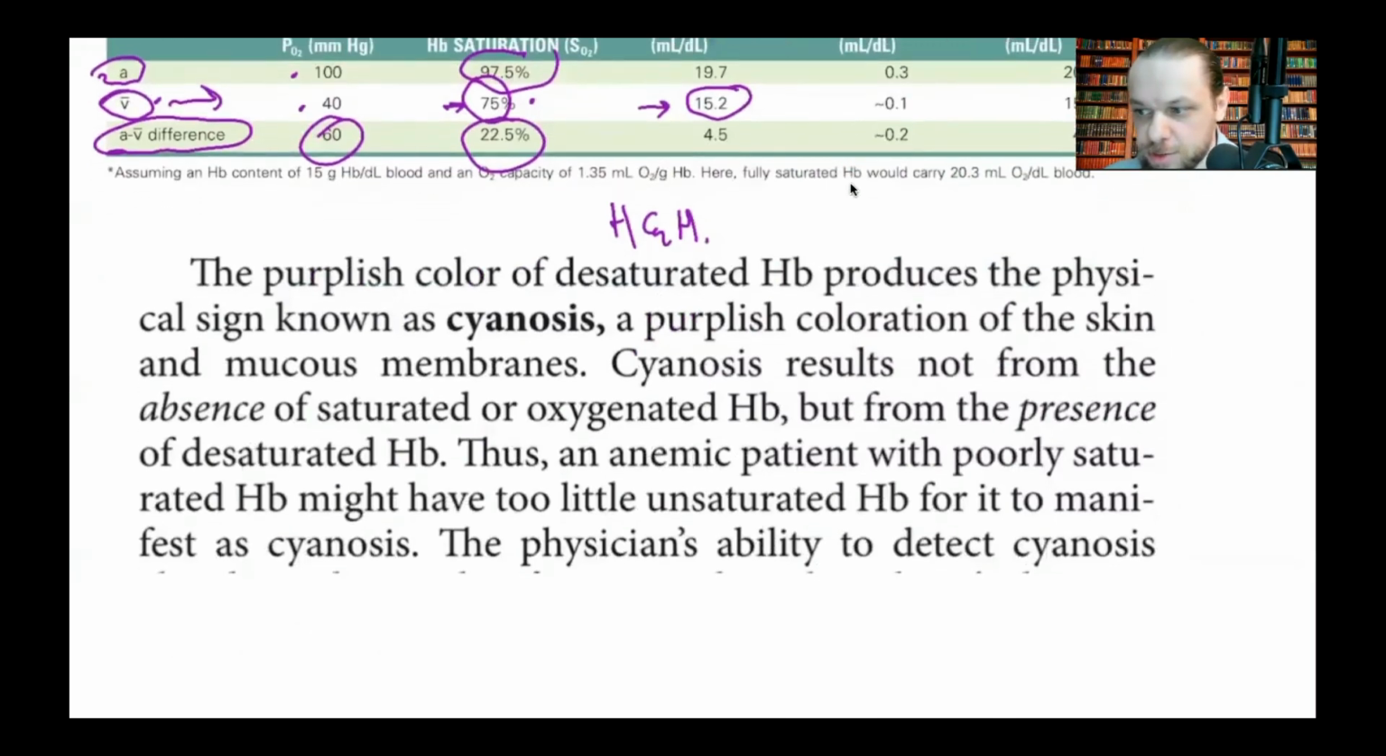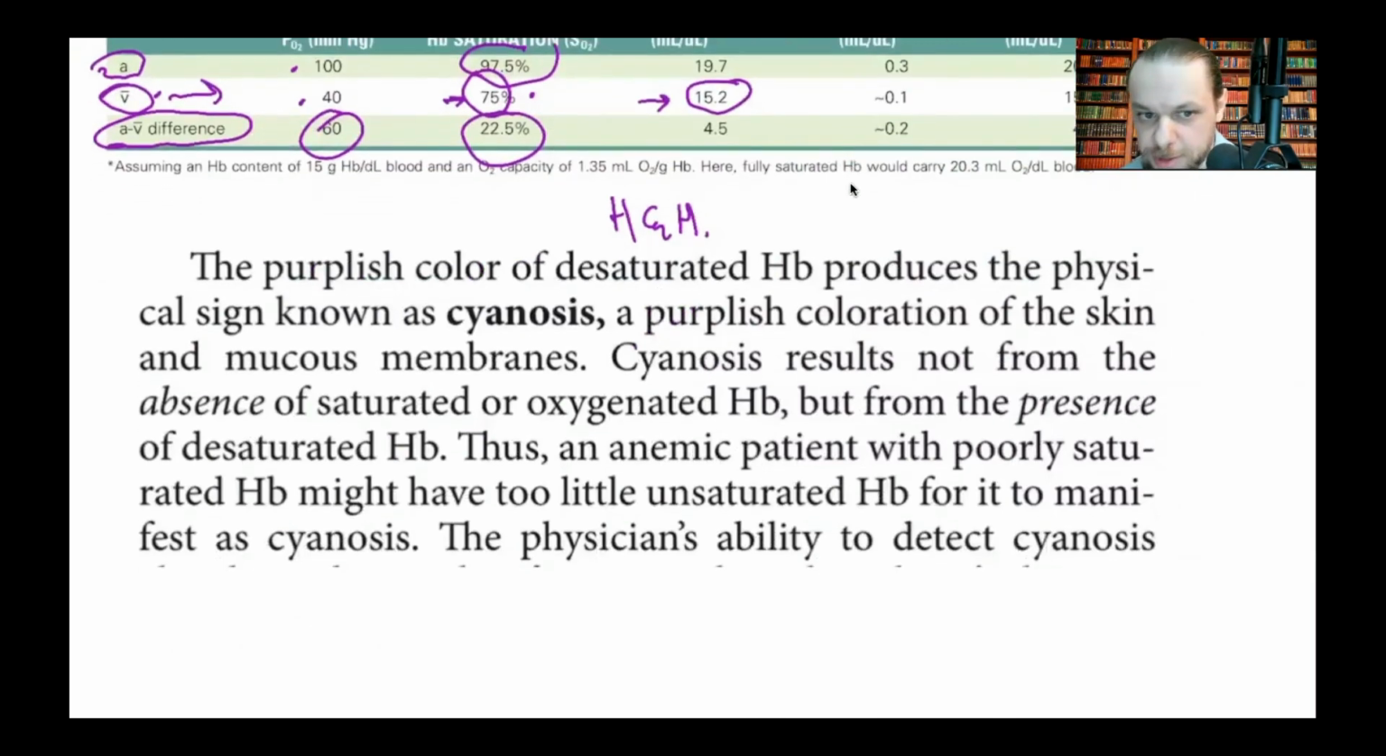The other thing I want to talk about is cyanosis. What is cyanosis? I showed the picture, basically hands that had this bluish coloring. You may see circumoral cyanosis in kids if they're not getting adequate oxygen. So cyanosis basically means the amount of hemoglobin that's desaturated. So they make this important distinction. It's not from absence of saturated hemoglobin. It's essentially from the presence of desaturated hemoglobin.